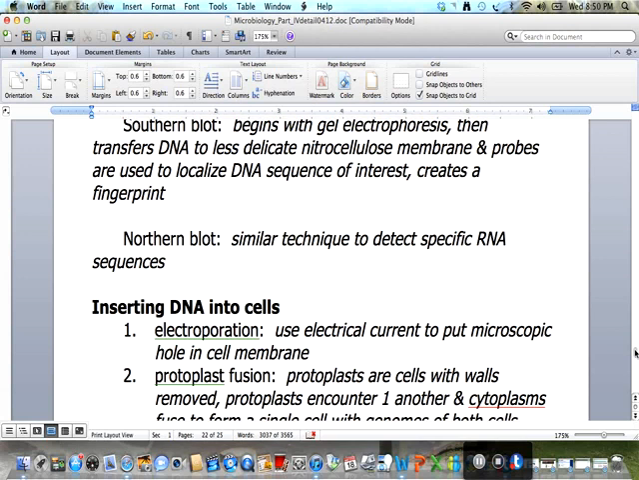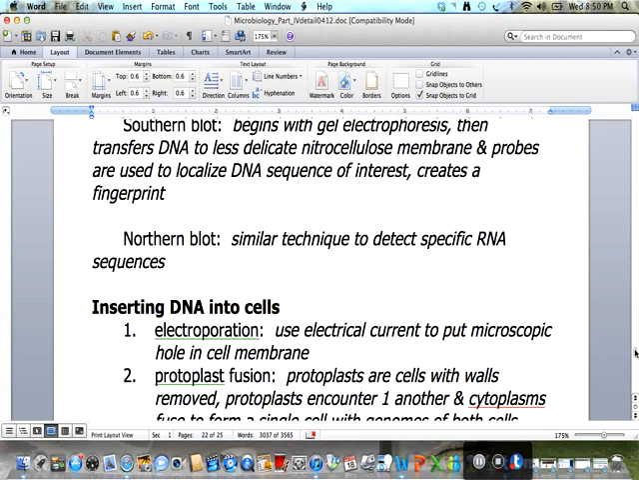There are a few techniques for inserting DNA into cells. One is electroporation, which uses an electrical current to put a microscopic hole in the cell membrane, allowing the DNA in. Another one is protoplast fusion. Protoplasts are cells with the walls removed. When protoplasts encounter one another, the cytoplasms form a single cell with genomes of both cells. DNA can be injected into cells.